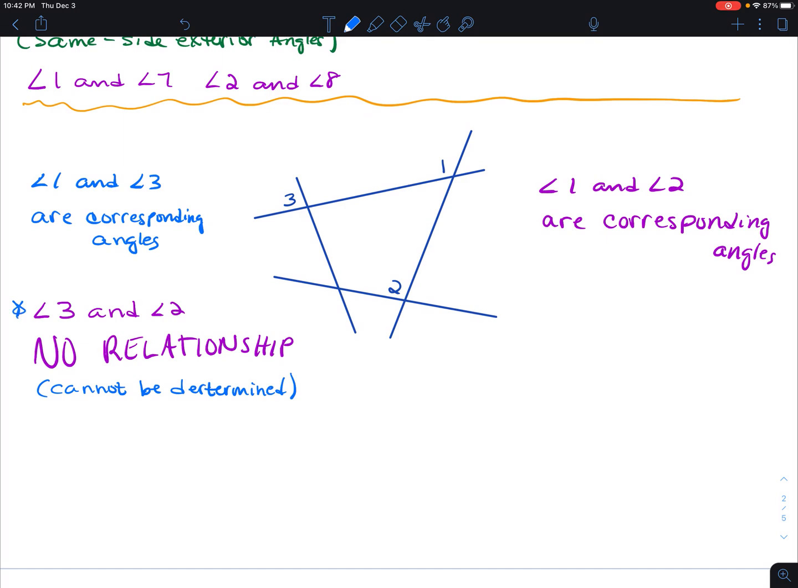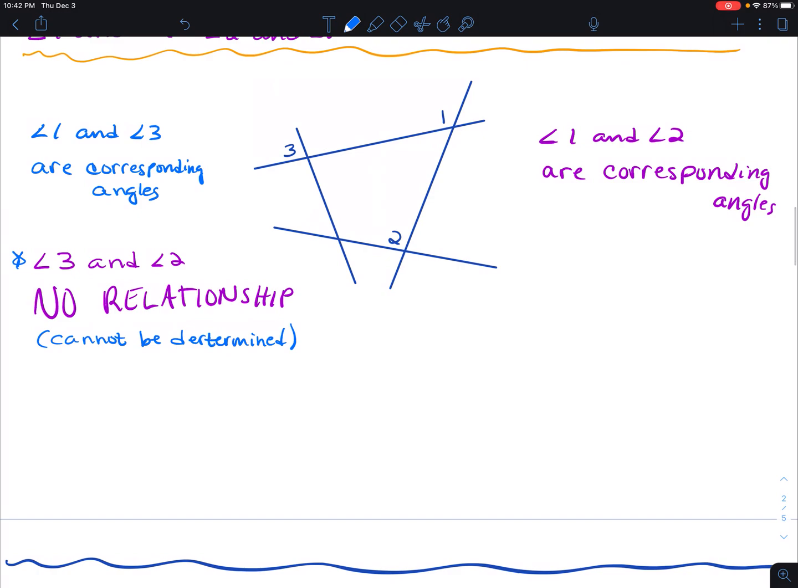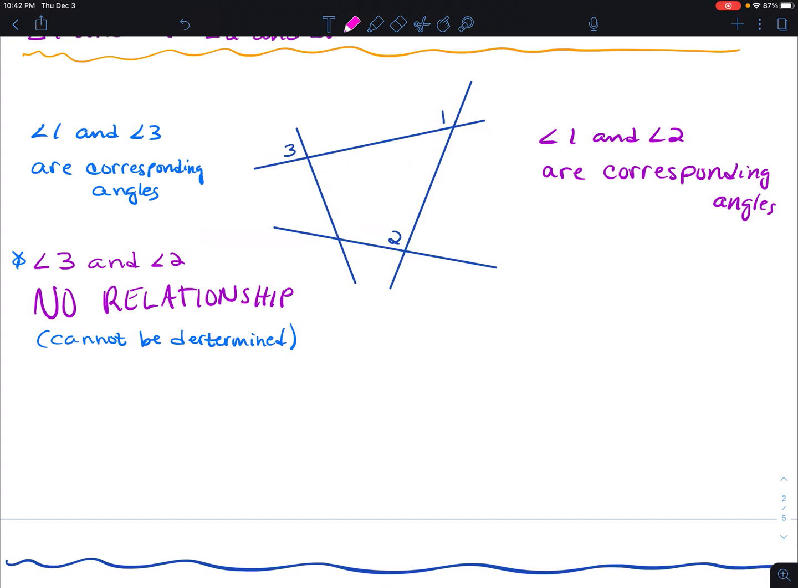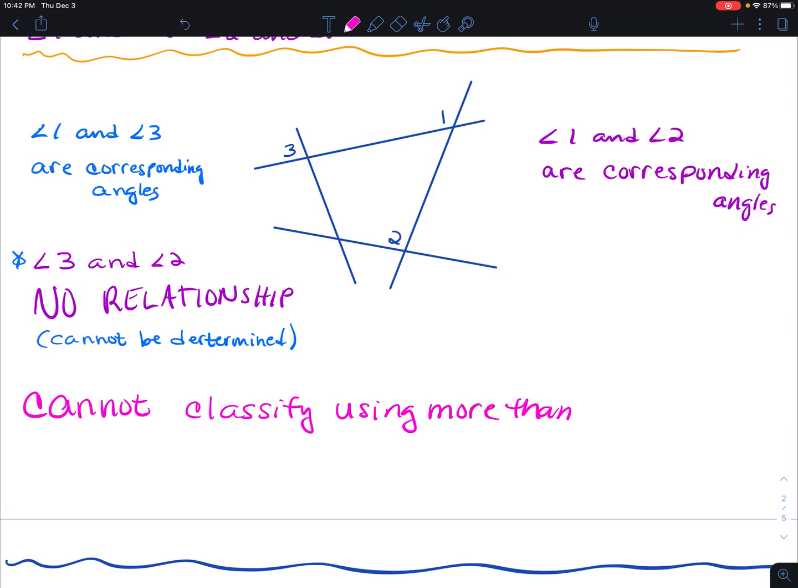This is super important. And the reason we cannot classify them into anything special is because we cannot classify when you're using more than 3 lines. So this is super important.